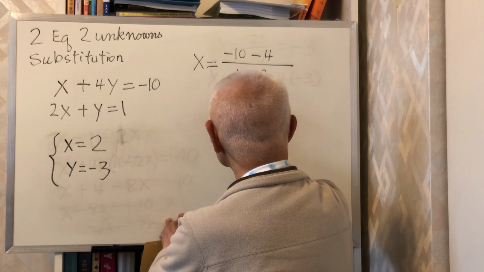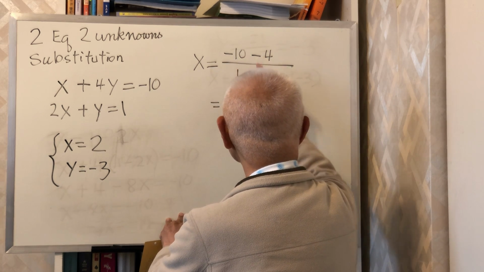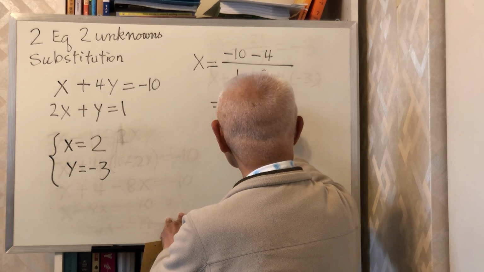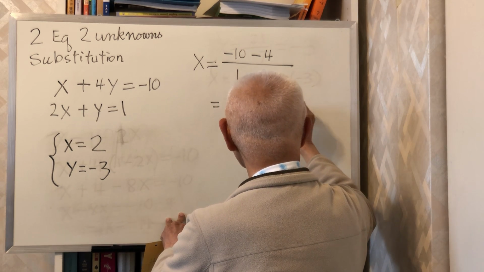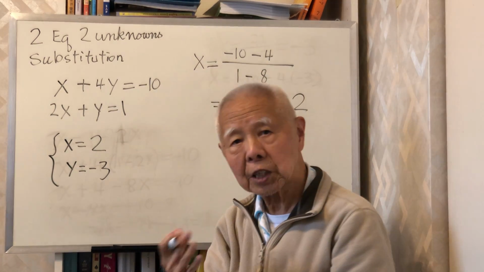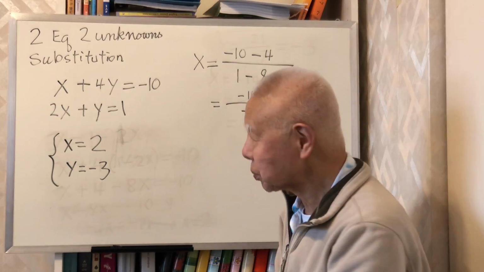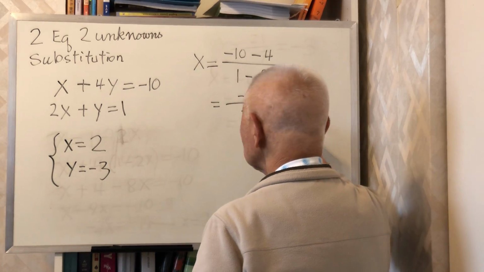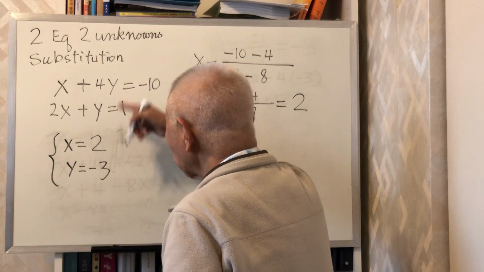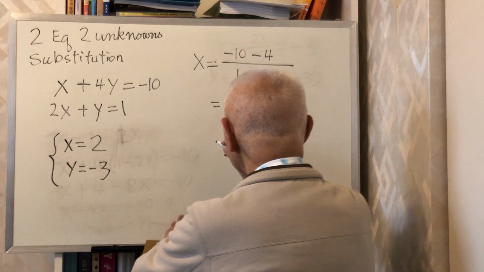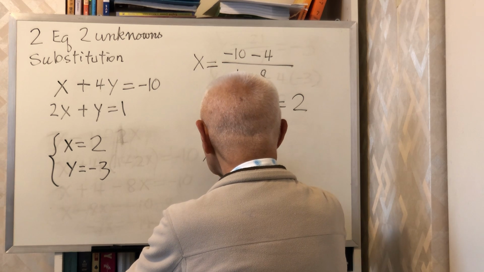This is minus 14 over minus 7. This is 2. See, get the 2 right away. You can use the formula. Once you get the 2, you put the 2 into somewhere here and you get y. Or you can use the formula for y as well.